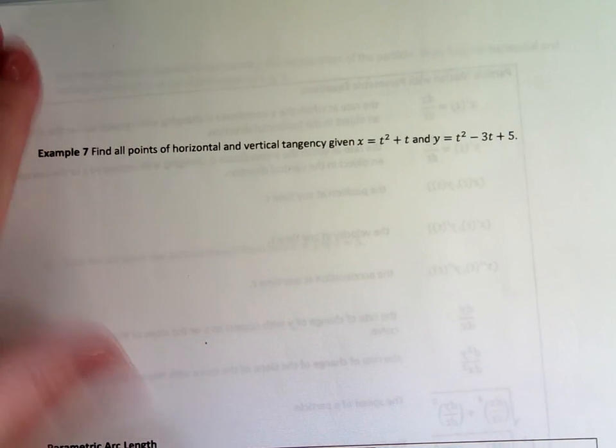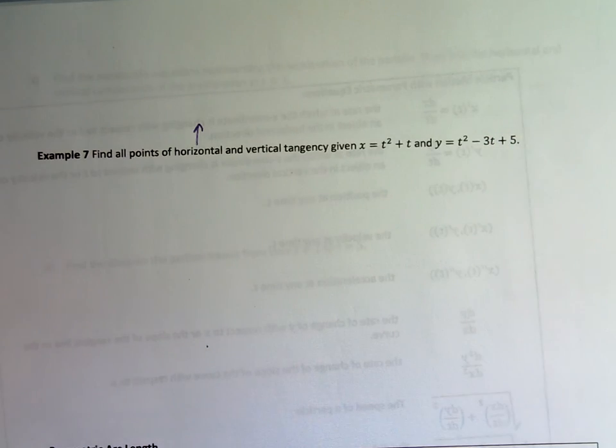Find all the points of horizontal and vertical tangency. That's such a mathematical thing. Given that x equals t squared plus t and y is t squared minus 3t plus 5. Well, let's just talk in general first. If I have a horizontal tangent line, think about what the slope is. Horizontal tangent lines, no rise, no run, slope is 0.